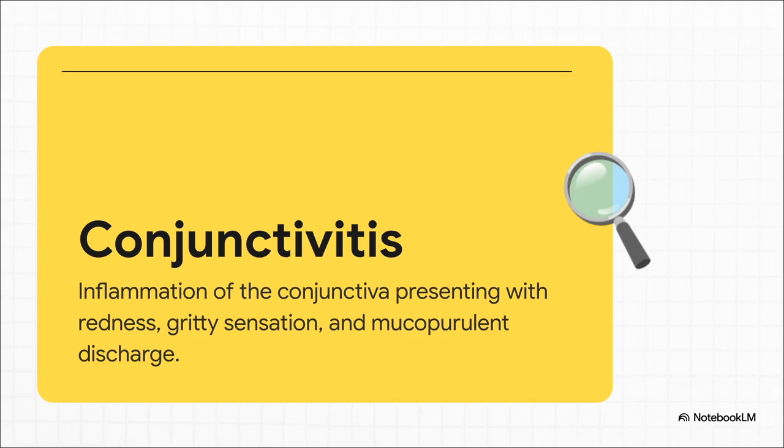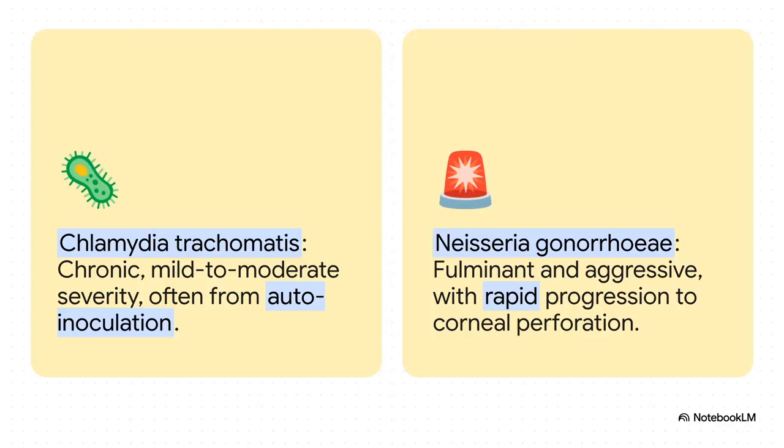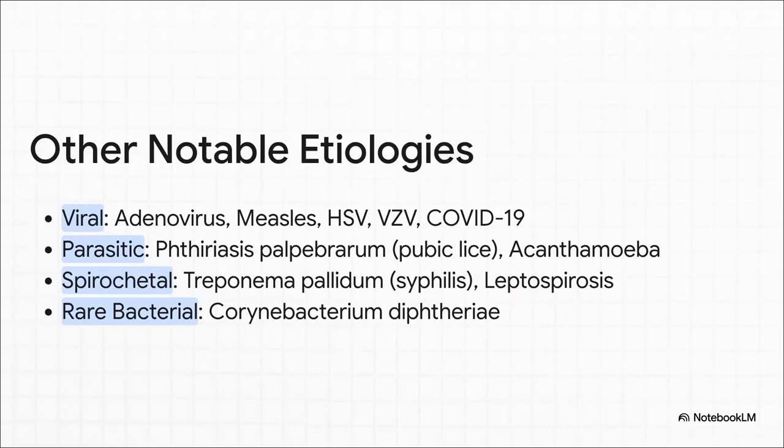Now, this slide really highlights a critical clinical divide. The difference in how these two bacteria present is just stark. On one hand, you've got Chlamydia trachomatis, which usually gives you this smoldering, chronic, low-grade inflammation. But on the other hand, Neisseria gonorrhoeae is a completely different beast. It's hyperacute, it's explosive, and it can chew through a cornea if you don't act fast. This isn't just an infection. It's a true ocular emergency.